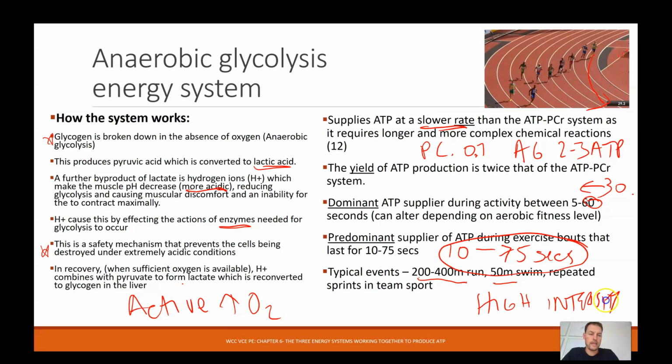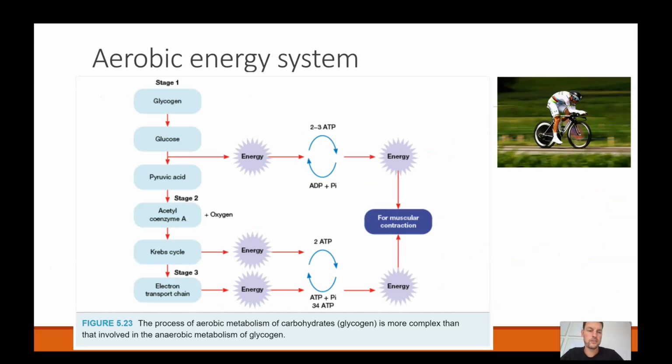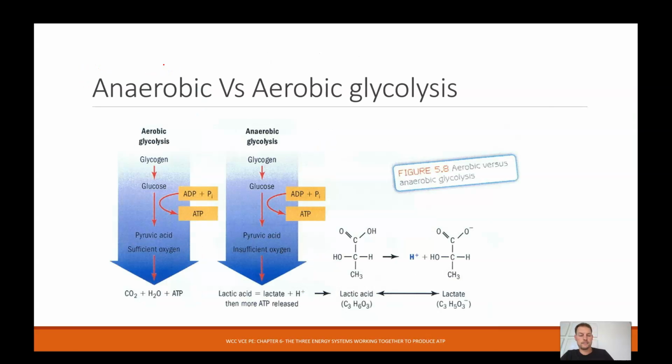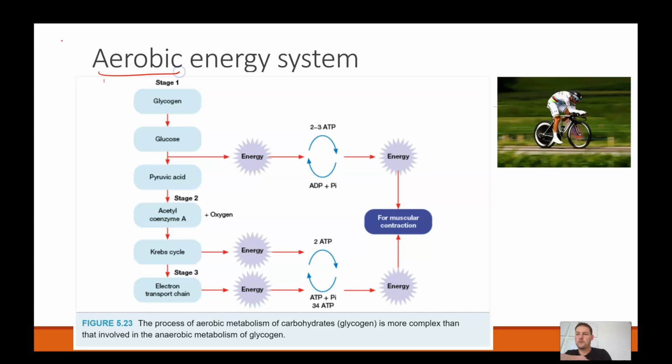So remember, to work out which system's being used, we have to look at our duration and our intensity. Okay, so our third and final energy system is the aerobic energy system. As it says, aerobic, we're working with oxygen. We've got oxygen available, so our cardiovascular system and our respiratory system have worked up enough oxygen into the system to be able to break it down well.